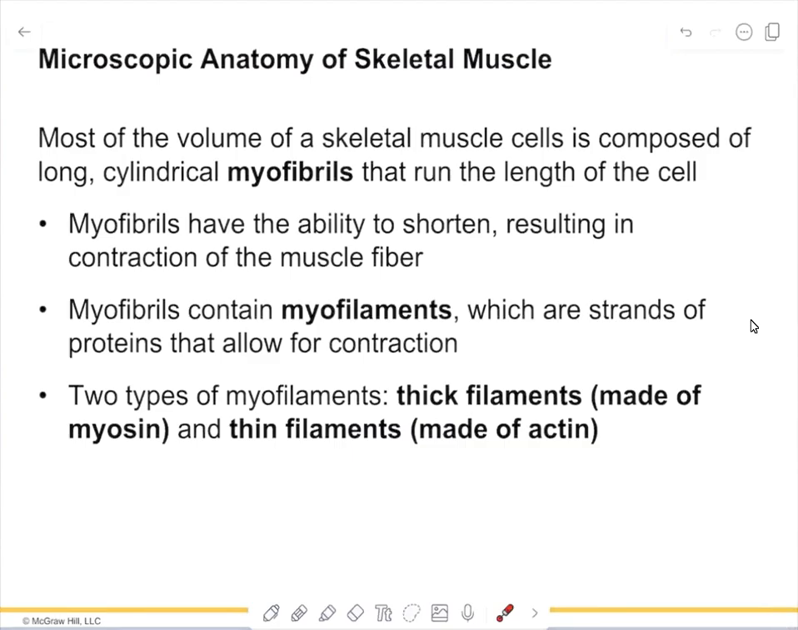So most of the volume of a skeletal muscle cell is composed of these cylindrical myofibrils that run the length of an entire cell. These myofibrils have the ability to shorten, resulting in contraction, and each of these myofibrils will contain myofilaments, which are the strands of proteins. And the two types of myofilaments are thick filaments, which are made up of myosin, and thin filaments, which are made up of the protein actin.